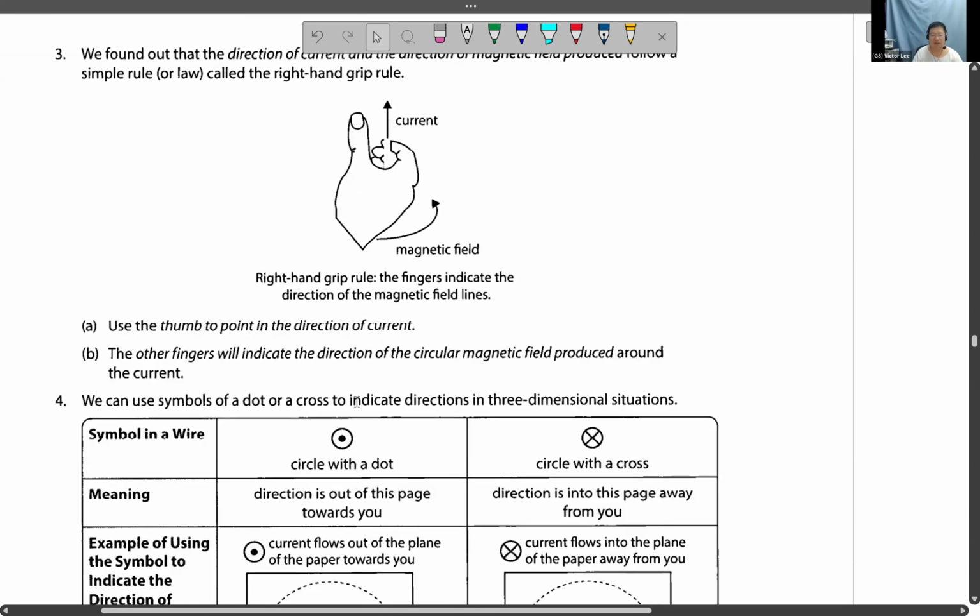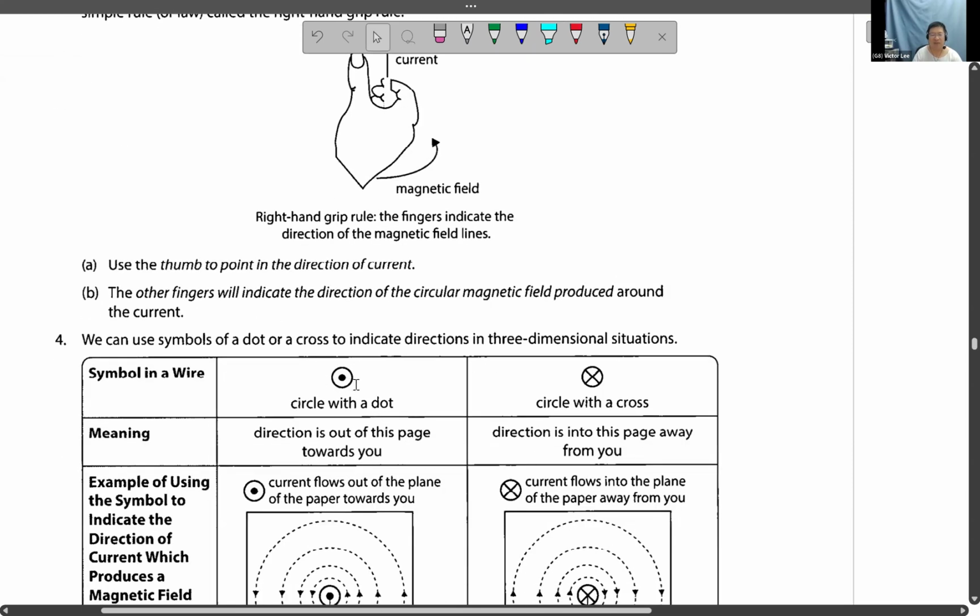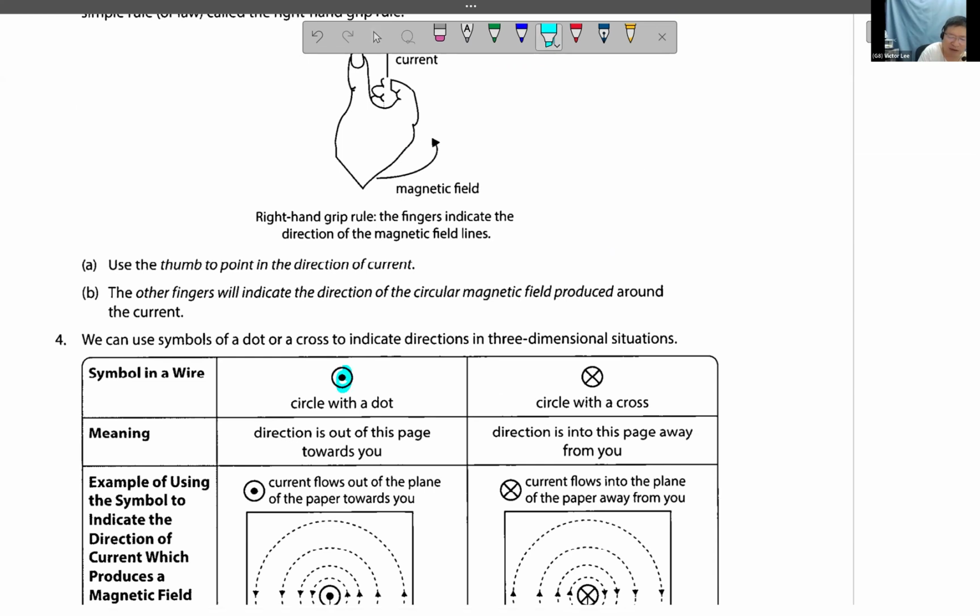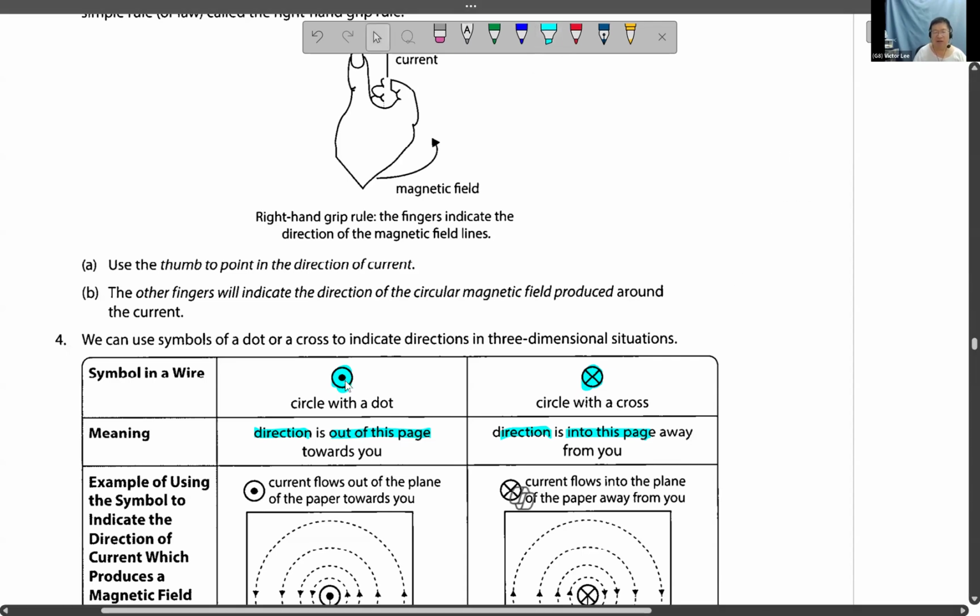So if you look carefully, a dot means the current or magnetic field is coming out of the paper. Okay? They note this direction is out of the paper towards you, pointing at you. If it's a cross, it's going into the paper. Direction is into this page. So dot is out, cross is in.